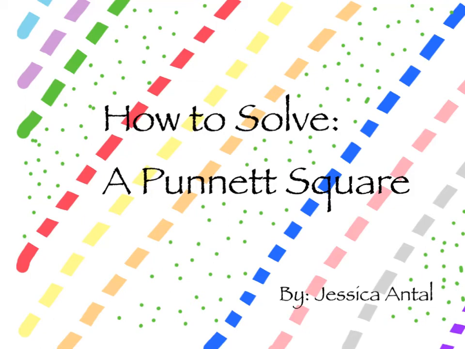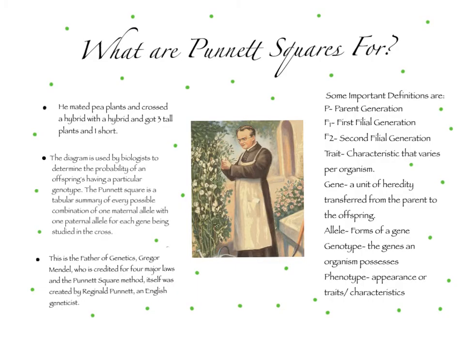I'm going to be explaining how to solve a Punnett square, which will come in handy to you in biology, especially when you learn about genetics. Punnett squares are used by biologists to determine the probability of an offspring having a specific genotype or gene, which is written in letters. It's a summary in the form of at least 4 small boxes inside a larger box, depending if you're doing a monohybrid cross, which only includes 1 gene, or a dihybrid cross, which includes 2.